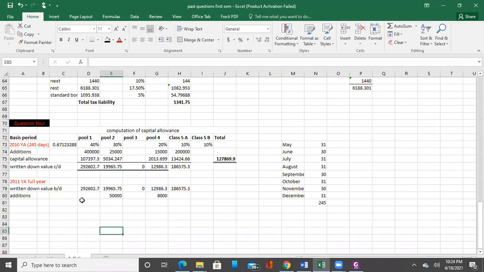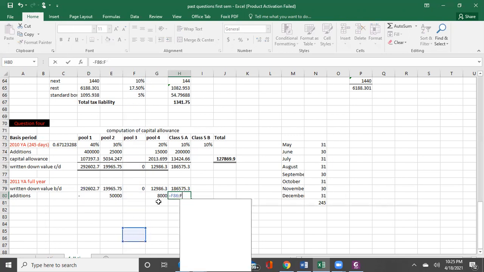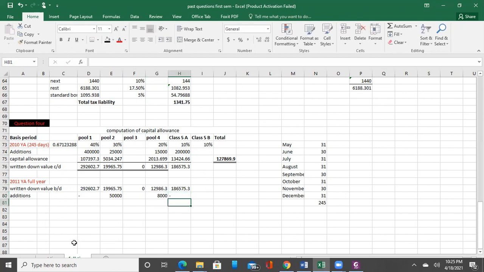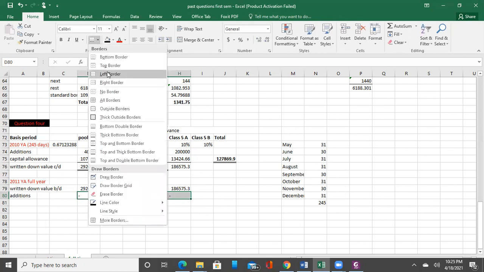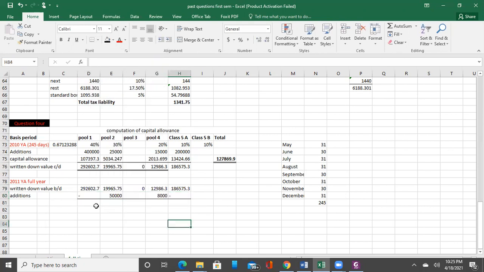We also bought, okay, so for the 2011, we bought only 2. So the 50 and then the 8,000. So nothing here. Nothing here. So to total it, it's going to be equal to this plus this.